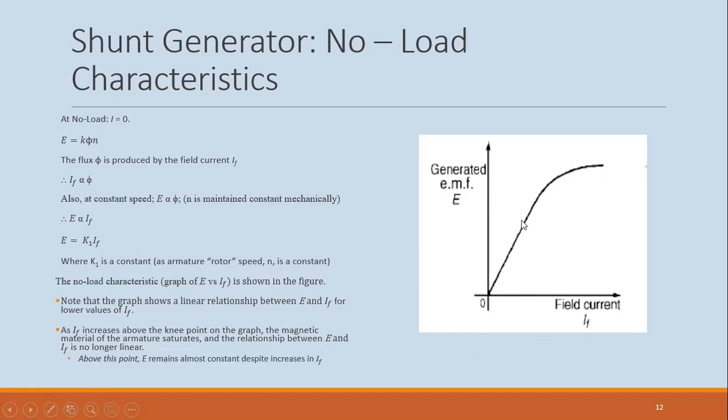All right, so up to a particular point, the generated EMF was directly proportional to the field current. But above a certain value of the field current, saturation exists, and then that linear relationship no longer exists. All right. So generally, you would want to operate your machine in the linear portion, so you can actually predict operations.